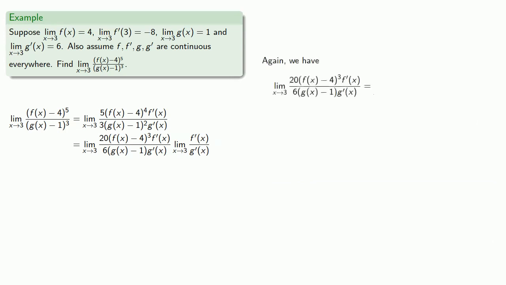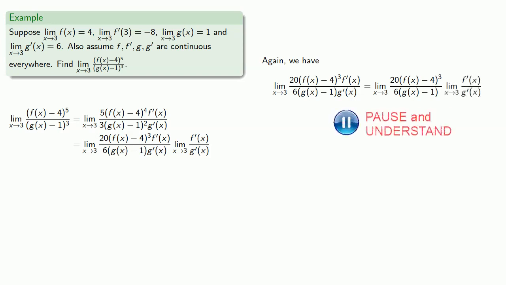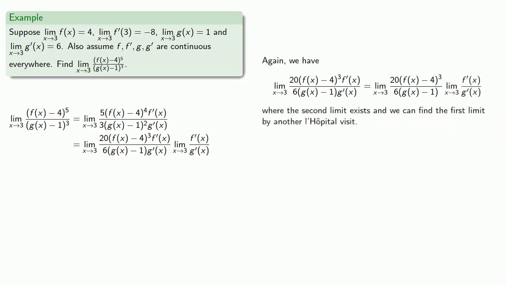And again, numerator and denominator are both going to 0, but we can split numerator and denominator into factors that go to 0 and everything else. And again, the second limit exists and we can find it directly, and we can find the first limit by another L'Hopital visit. And since g prime of x isn't 0, we can evaluate this limit directly.